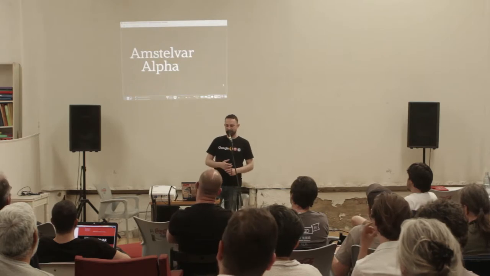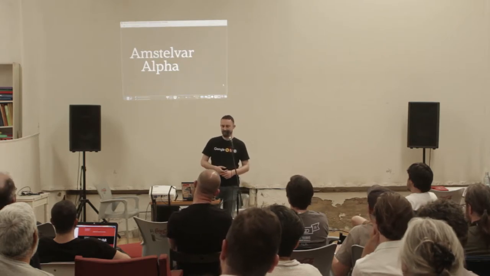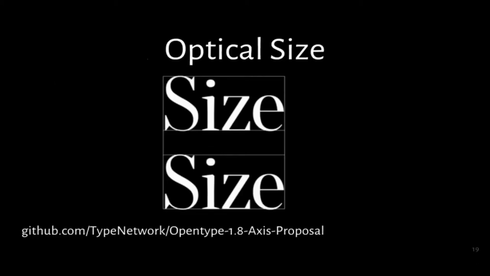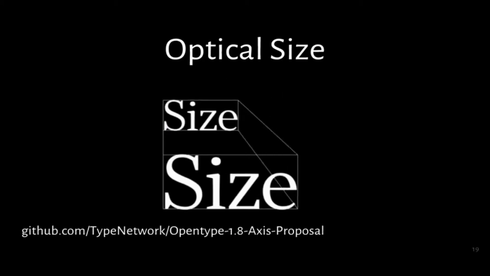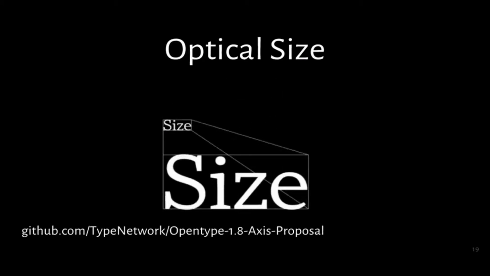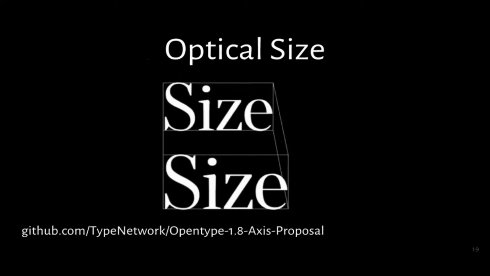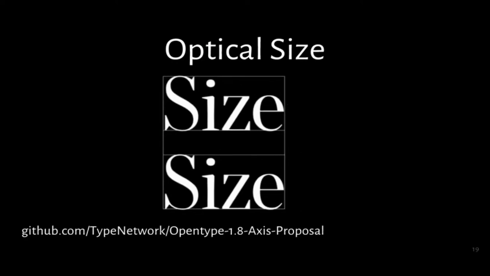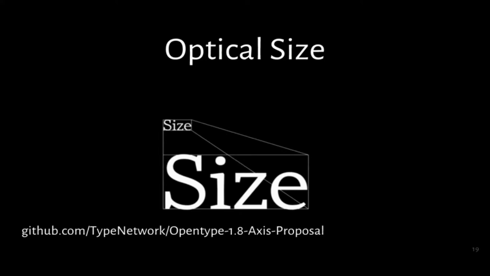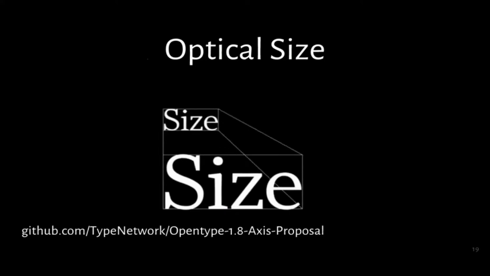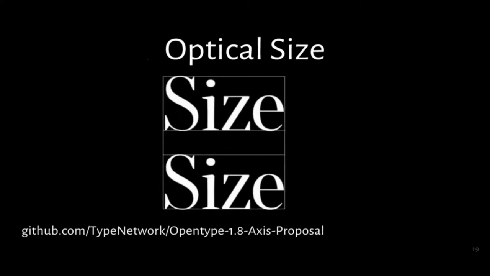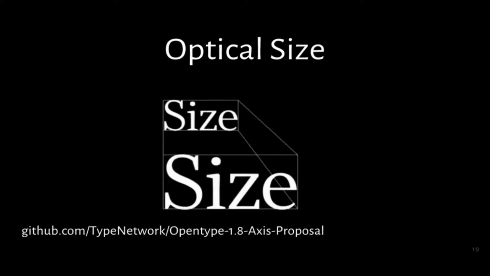The other project which David worked on is a much more serious project, which is called AmstelVar. So the first release, AmstelVar Alpha, is a sort of Dutch text typeface design, and it has a few things which are more interesting for serious text typography. The first thing, which is part of the initial Microsoft OpenType standard, is optical size. So optical size is where the type forms change depending on the point size used.